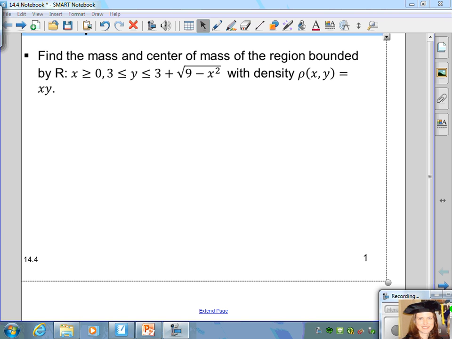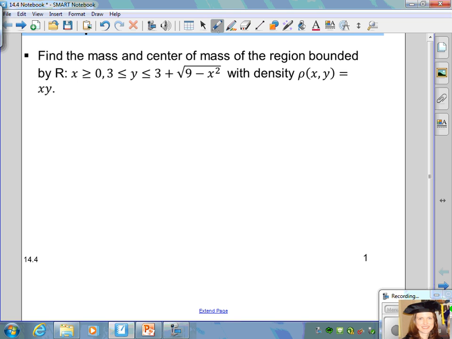In this problem from section 14.4, we want to find the mass and center of mass of the region R, where x is greater than or equal to 0, and 3 is less than or equal to y, which is less than or equal to 3 plus the square root of the quantity 9 minus x squared, with density rho of xy equals x times y.